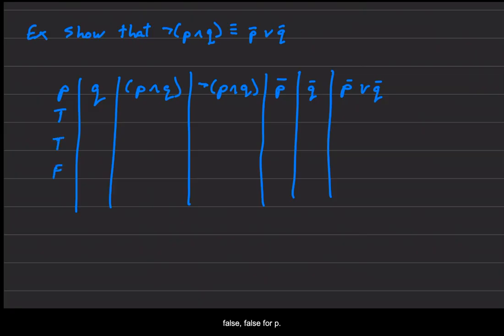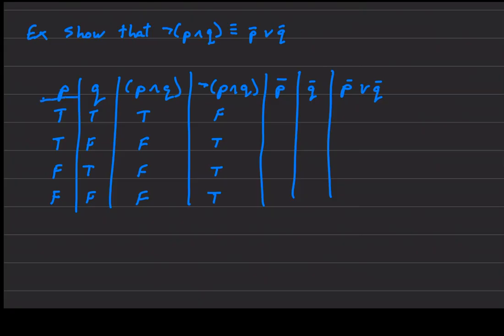True, true, false, false for P. For Q goes true, false, true, false. And then for P and Q, I have true, true, which is true. True, false, which is false. False, true is false. And false, false is false. Then the negation of that, the true goes to false, the false goes to true, false goes to true, and false goes to true.